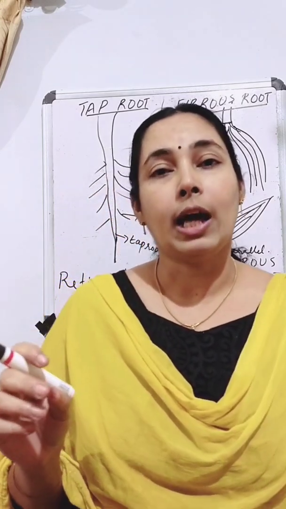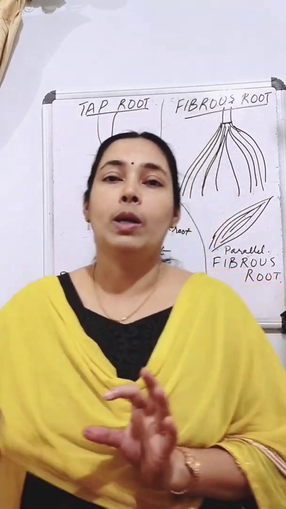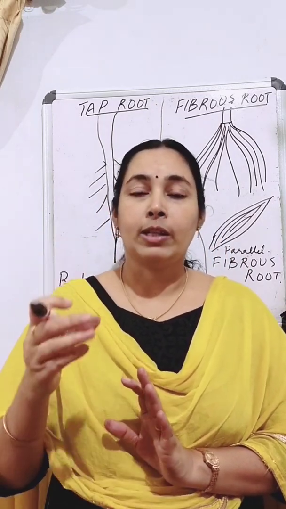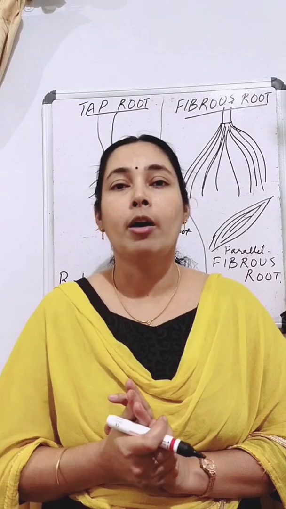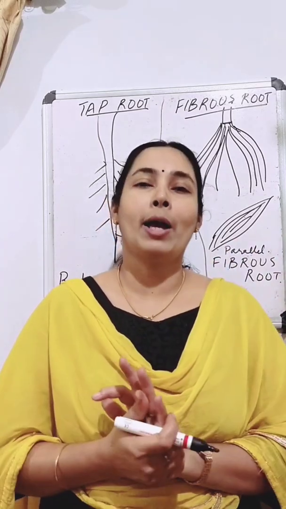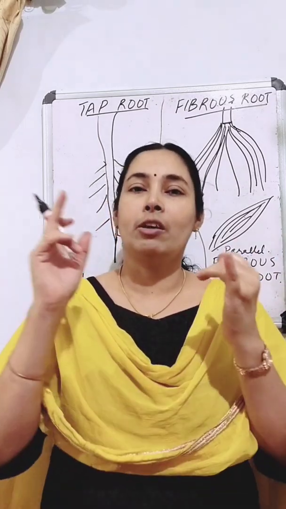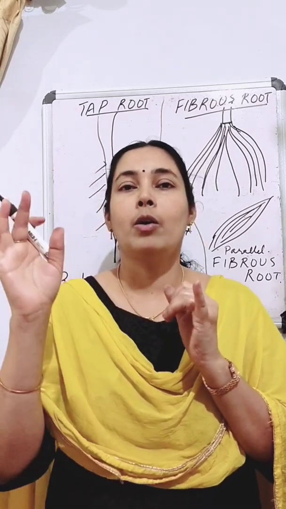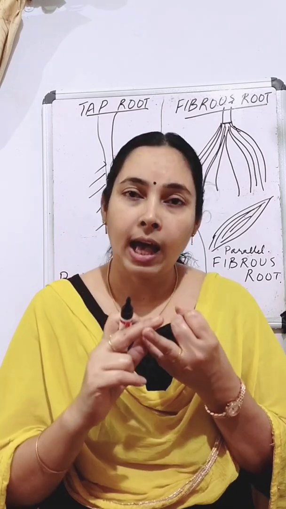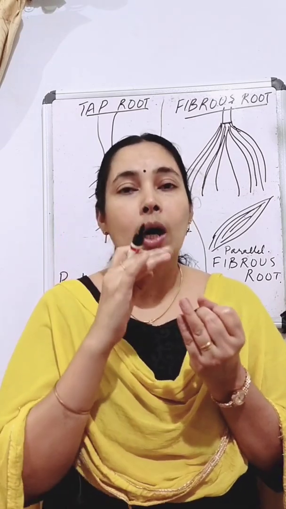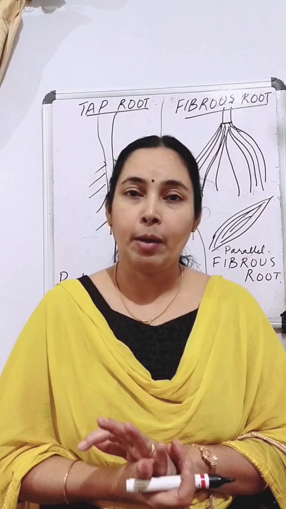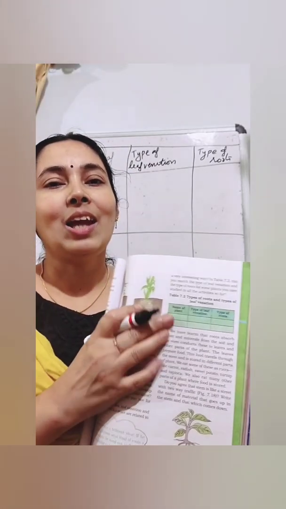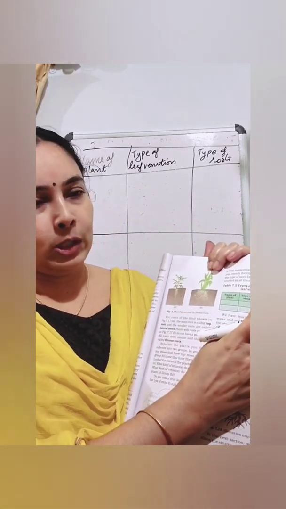So it shows taproot. So without pulling out the plant from the soil itself, we can say whether that plant has taproot or fibrous root. How? By looking at the venation of the leaf. If the leaves show reticulate venation, the plant will have taproot. And if the leaves have parallel venation, surely that plant will have fibrous root. Is it clear?